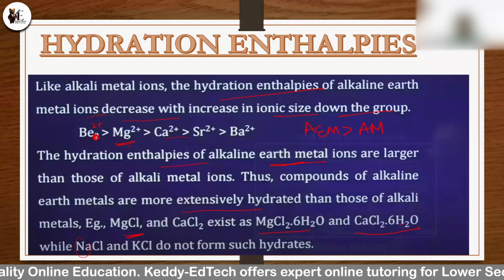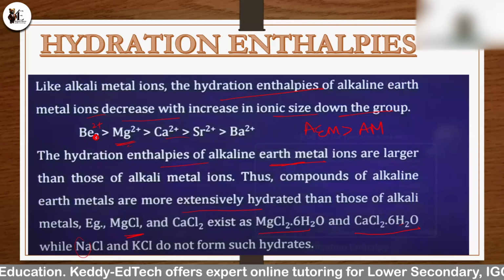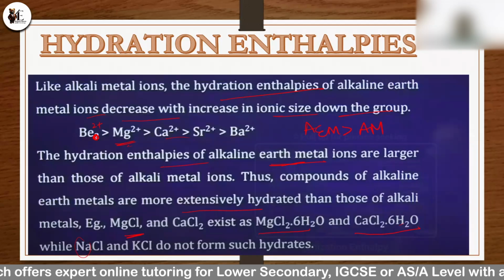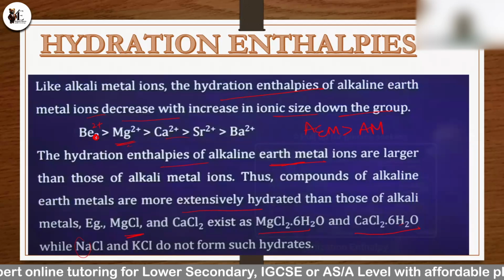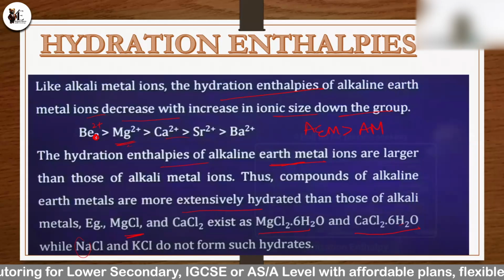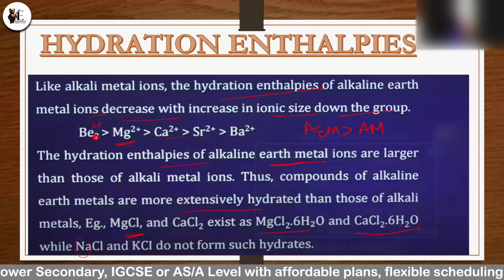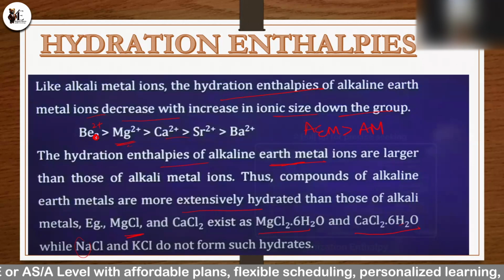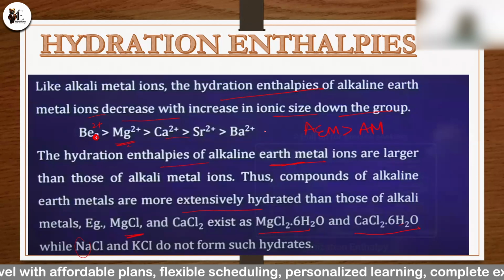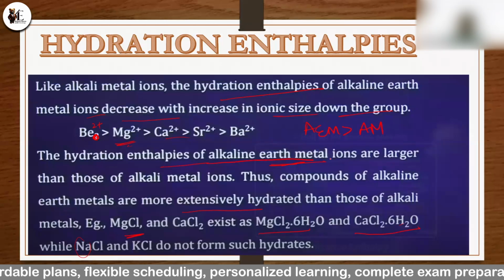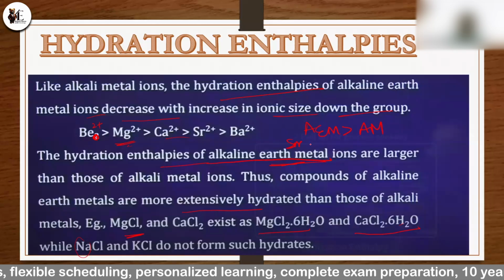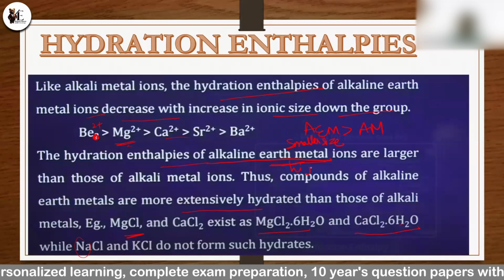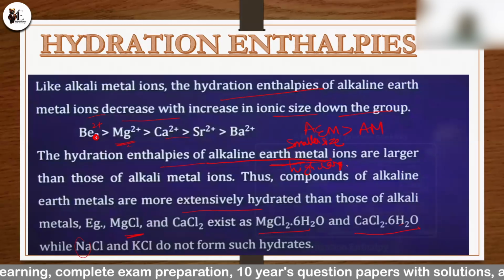Can you try to answer this question: why do alkaline earth metals have higher hydration enthalpy as compared to alkali metals? Because alkaline earth metal ions have smaller sizes and high charge densities. So these are your reasons. High charge density. Yes.